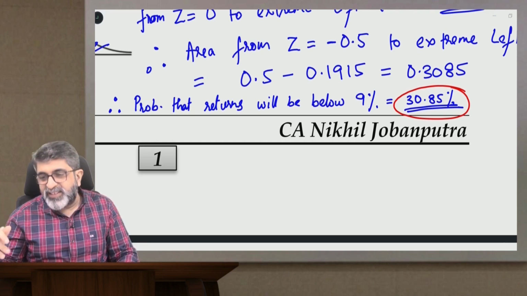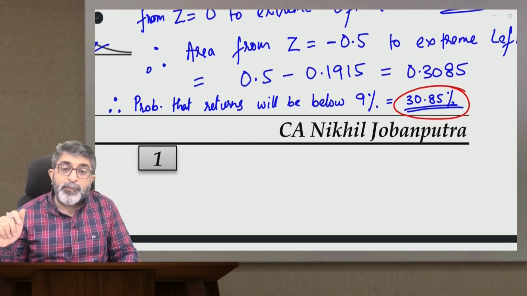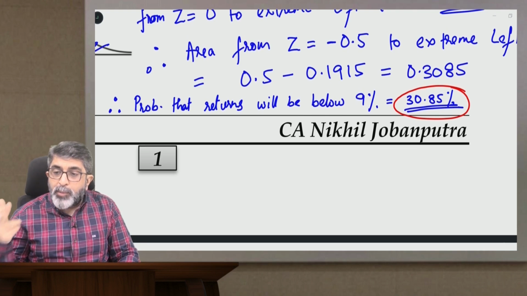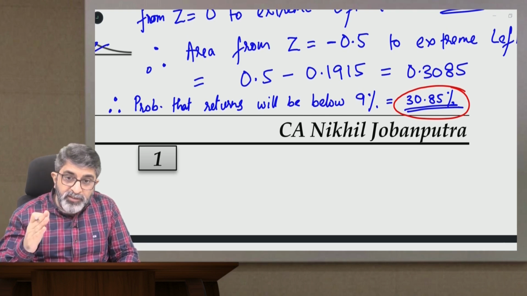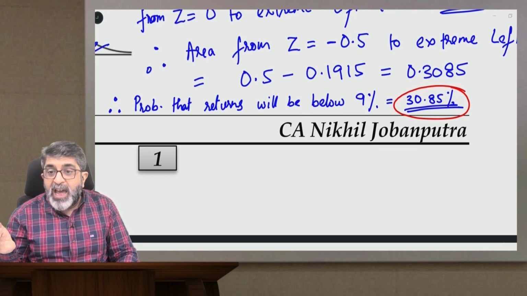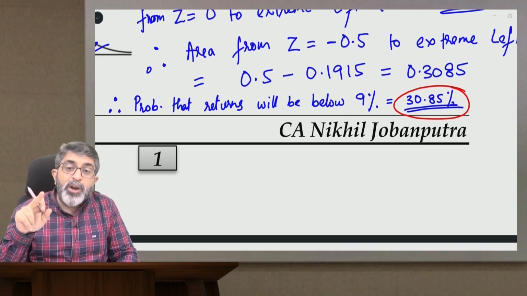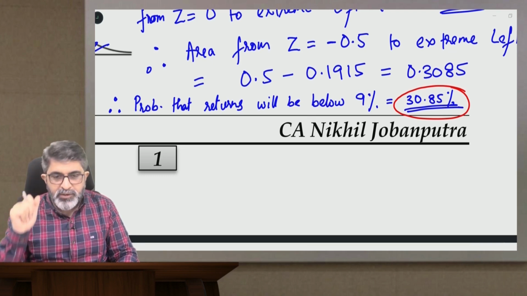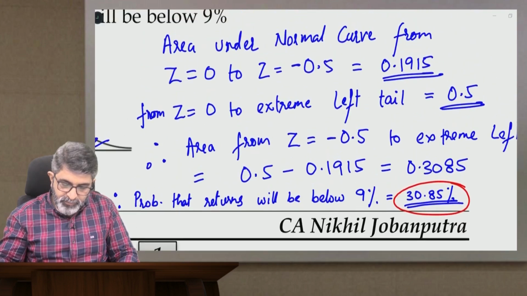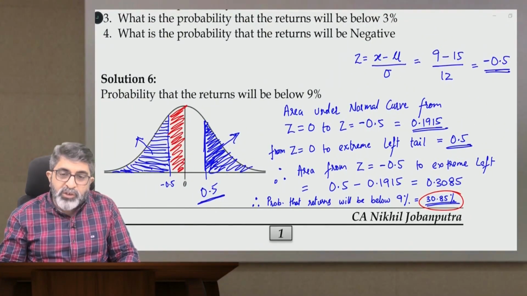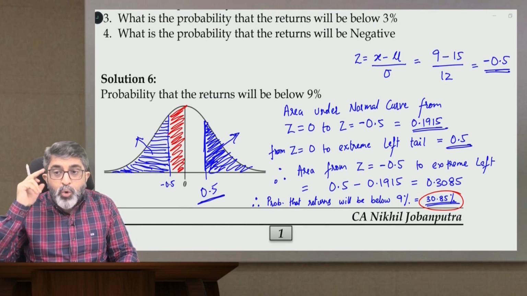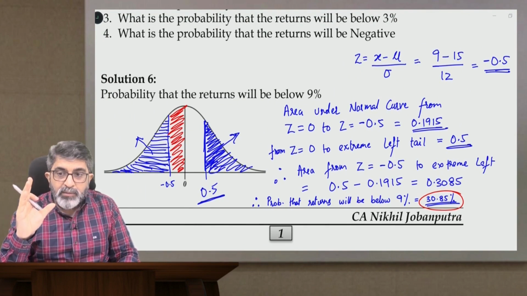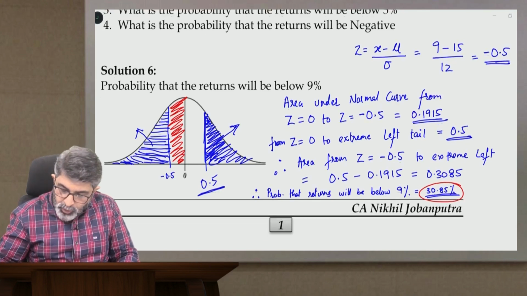Now I could see some students have written the answer for probability for returns above 9% as 80.85%. It will be incorrect. Why? Which will be the required area if I have to find? See, don't just blindly take that. You know what you are doing?